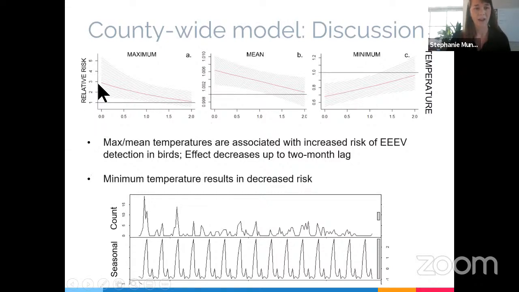So if you have high temperatures in the county that month, you're also more likely to have EEE activity in the county that month. Similarly, if you're at average temperature levels, you're going to have a slightly elevated risk. And if you're at lower county level temperatures, you're going to have a lower risk. So this makes sense. Like I said, a lot of EEE transmission is occurring in the summer.